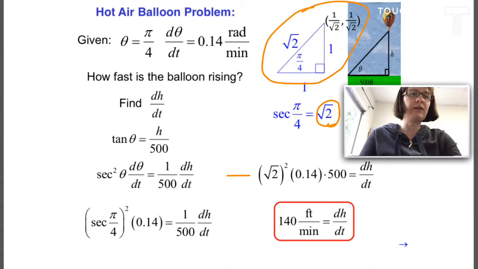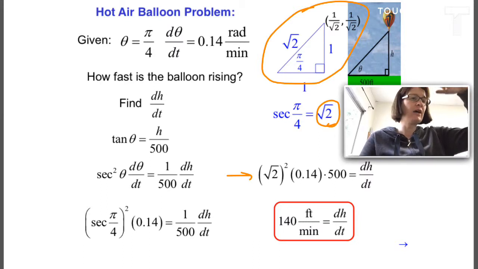You can see we come over here. I'm going to multiply both sides by 500 to get that dh dt by itself. And here we go. I got 140 feet per minute for the rate of change of the height of the balloon.